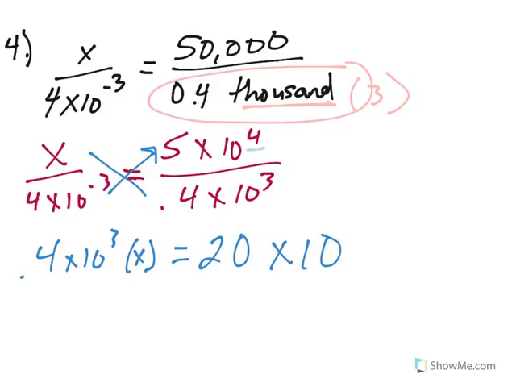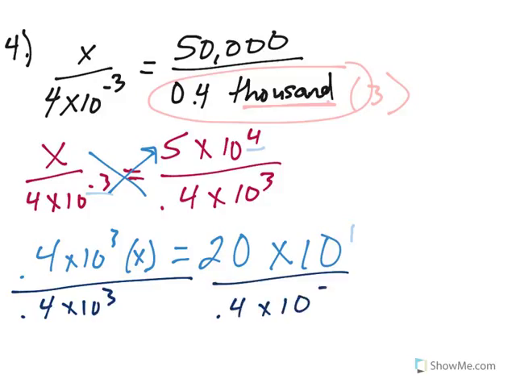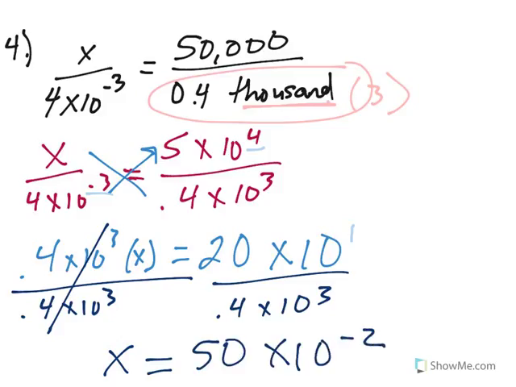And remember, when you multiply, you add the exponents. Well, negative 3 plus 4 is 1. So now I have to divide both sides by 0.4 times 10 to the 3rd. Those go away, and I get x equals, well, 20 divided by 0.4 gives me 50, and then I end up with 10 to the negative 2nd. I get 10 to the negative 2nd because 1 minus 3 is negative 2. Okay, let me get rid of that so it doesn't confuse you.